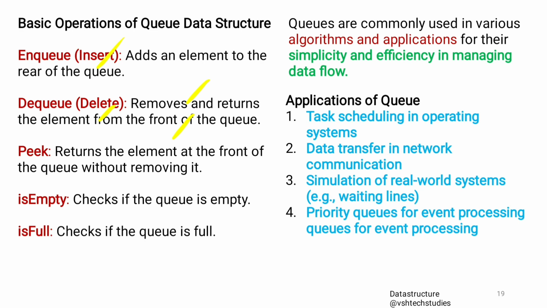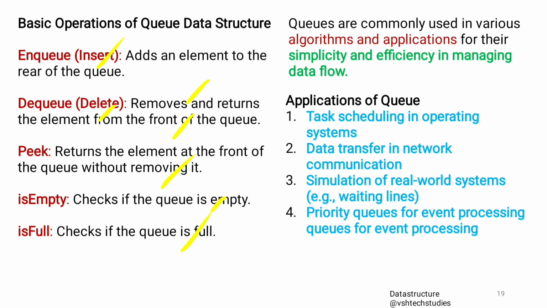Peek, so from front end what element is there, it will return that value but it will not remove that value. IsEmpty checks whether queue is empty. IsFull is used to check whether queue is full.